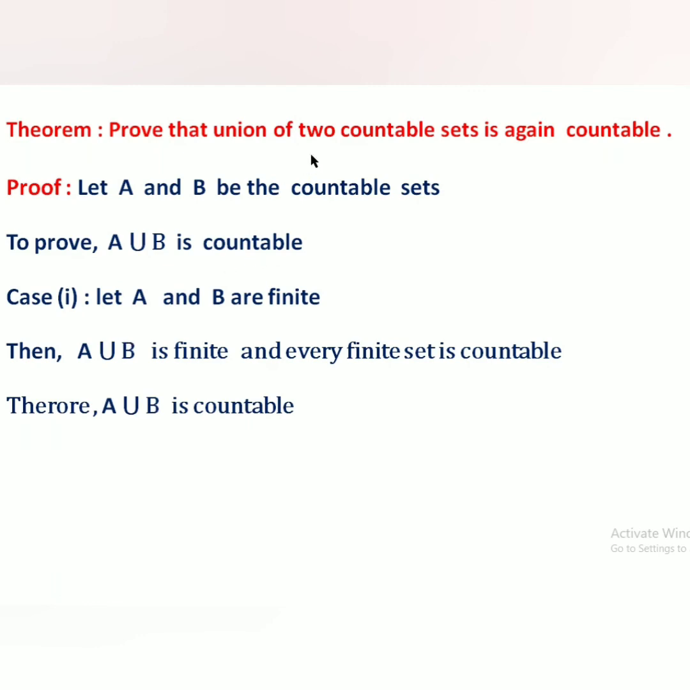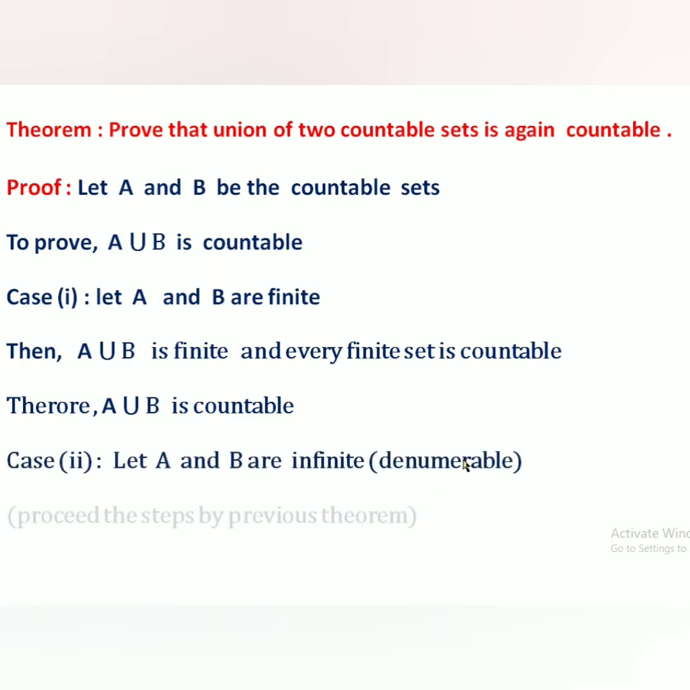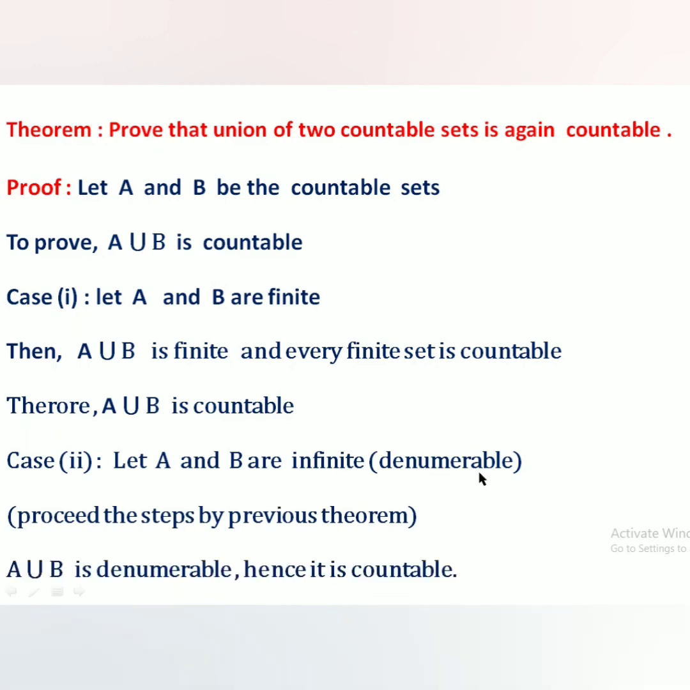Countable means either finite or denumerable. Now consider A and B as denumerable sets. Using the previous theorem, you proceed with the steps. We get that A union B is also denumerable. Hence A union B is countable.